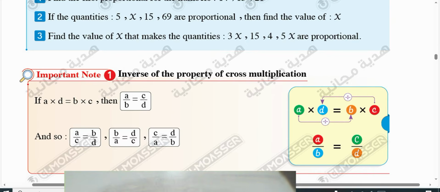Understood? We have here important notes. If a over b equals c over d, you can write the inverse like this: a over c equals b over d, or b over a equals d over c. You can write the reciprocal of the terms.